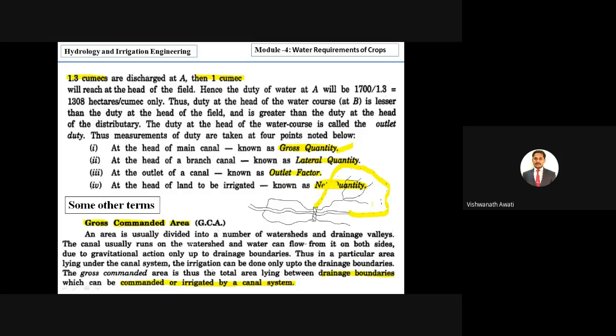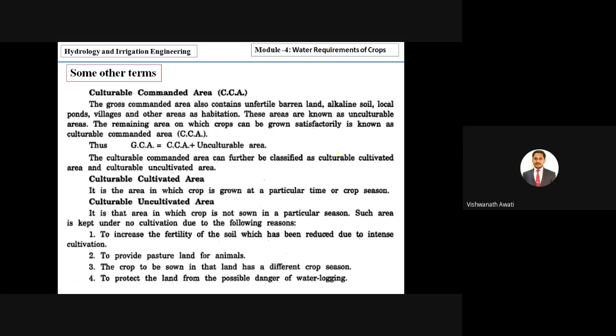The area can be irrigated means there is a possibility of water being irrigated by gravity flow. Whether it is used or unused depends on the necessity, but that area can be served by that canal. Then we'll go for related terms, one more term: the cultivable commanded area. Cultivation means plantation or cropping.